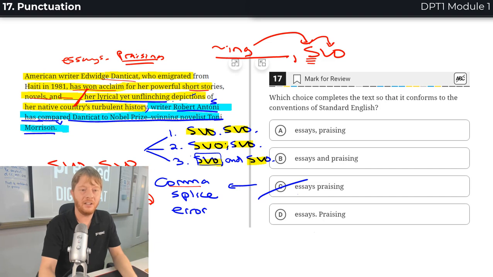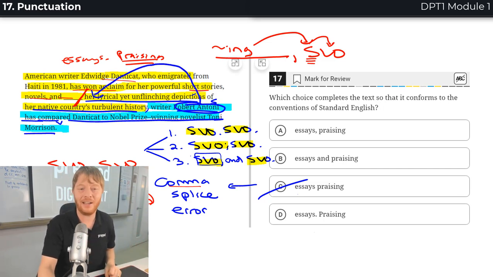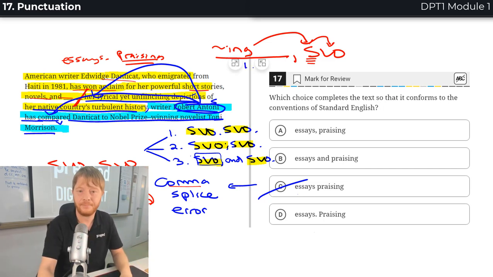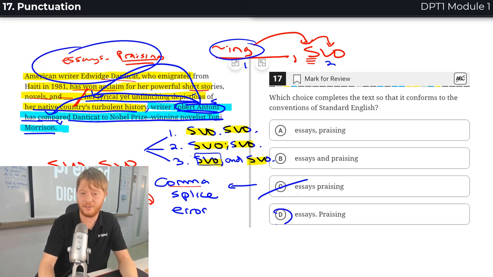Praising her lyrical depictions of her country's turbulent history, Robert Antoni. So Robert Antoni is praising her depictions, and Robert Antoni, in doing so, has compared her. Two actions at the same time. That's the purpose of that grammar. The answer should be a period. That's my rough answer. D is the answer.